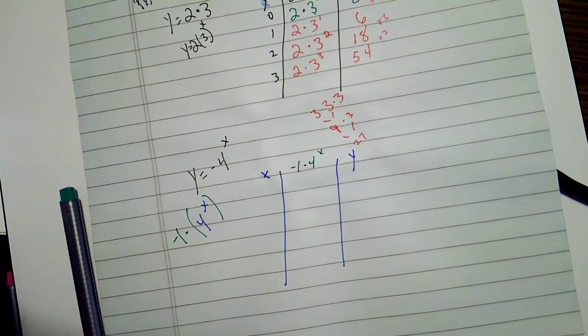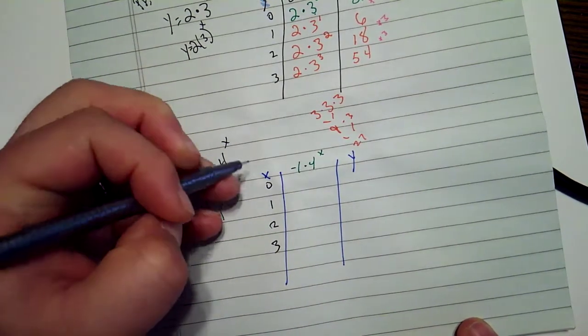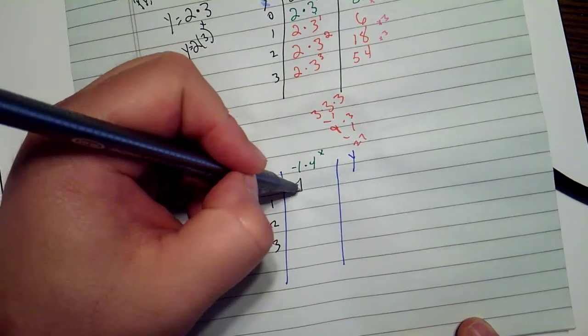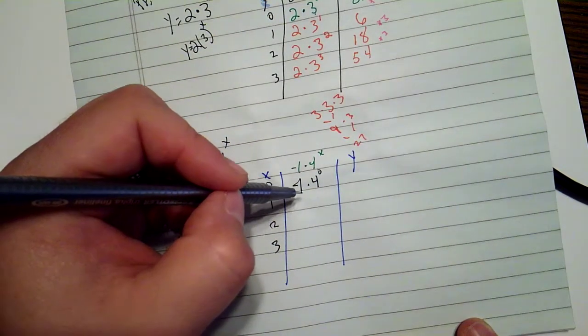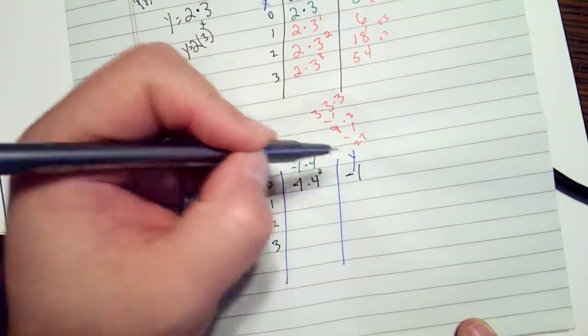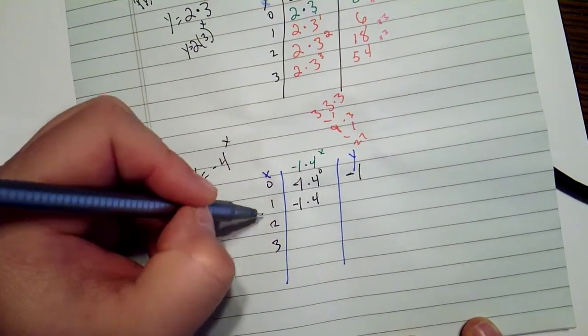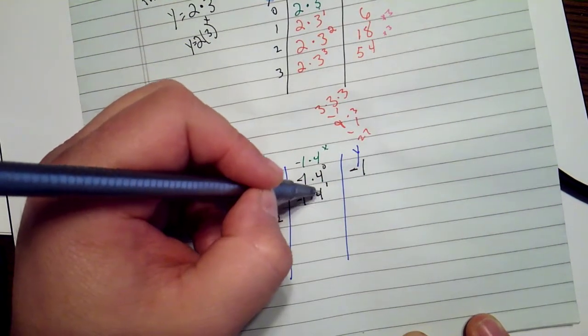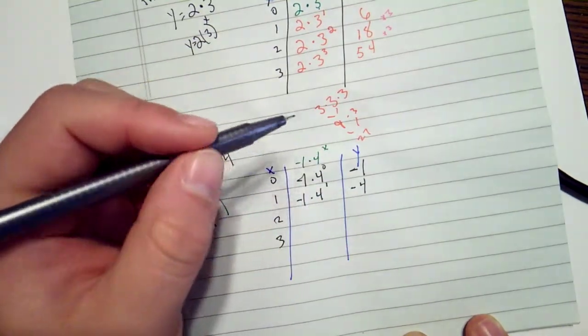All right, so pick our numbers 0, 1, 2, 3. So this is going to be negative 1 times 4 to the 0. 4 to the 0, anything to the 0 is always 1, so this is just going to be negative 1. Negative 1 times 4 to the 1, right? 4 to the 1 is 4. 4 times negative 1, negative 4.